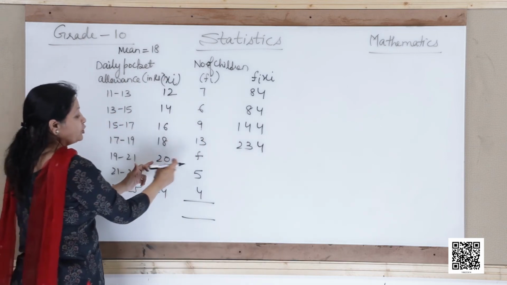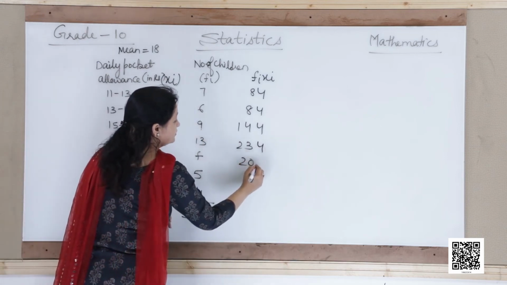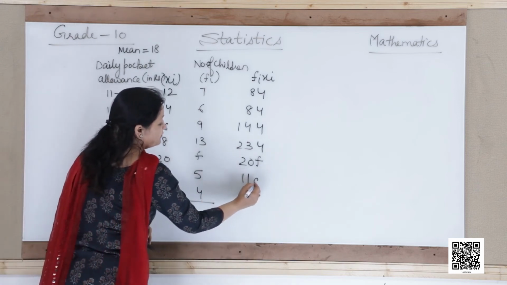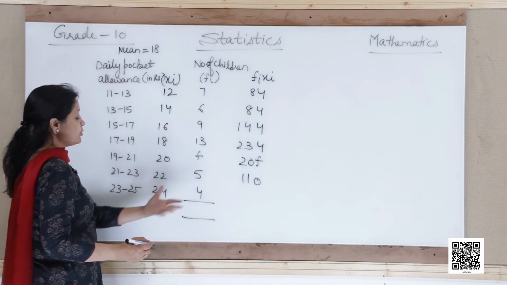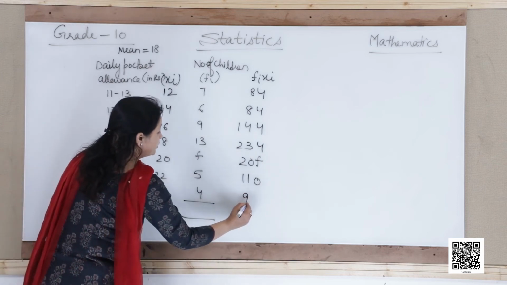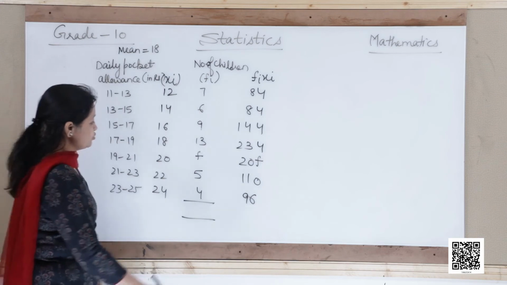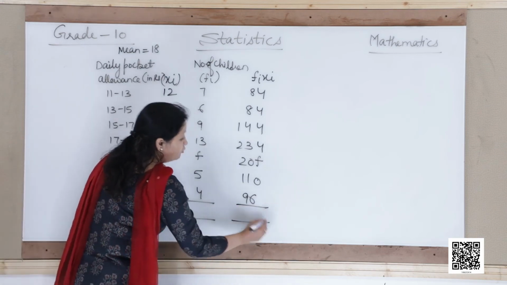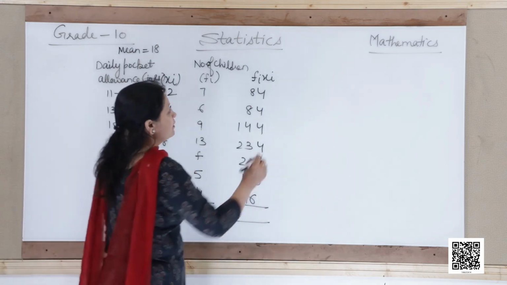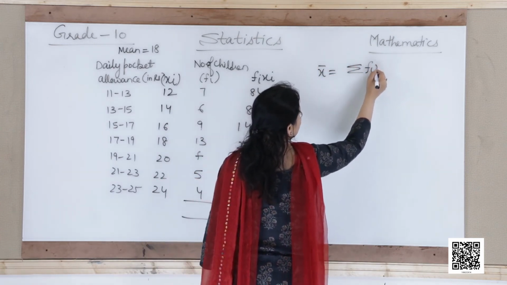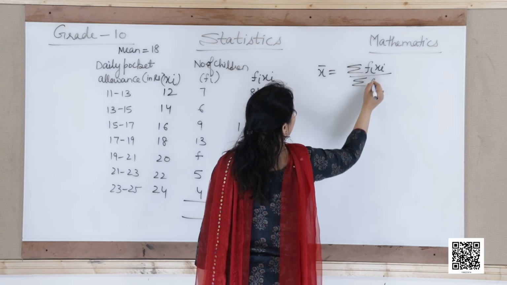234. 20 multiplied by f, 20f. 22 multiplied by 5, 110. 24 multiplied by 4, 96. So I have got Fi into Xi. Now, the formula to find the mean with the direct method is sigma Fi Xi upon sigma Fi.